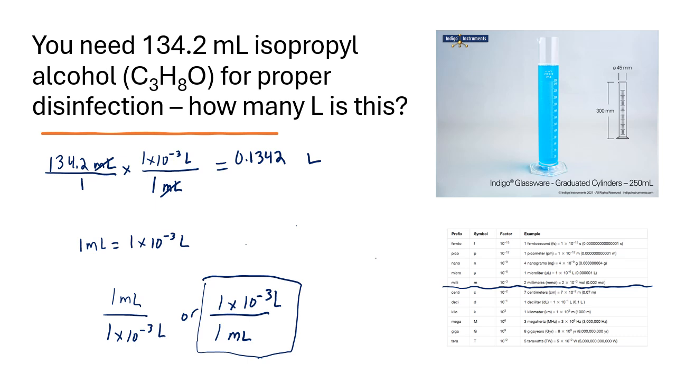You may be asking, is this the correct number of significant figures for this calculation? And the answer is yes. The relationship 1 times 10 to the minus 3 liters and 1 milliliter are exact relationships. We say there is exactly 1 times 10 to the minus 3 liters in exactly 1 milliliter. So they are essentially counts, and they have infinite significant figures. The only measurement that we have here is the 134.2 milliliters, which has 4 significant figures. So there should be 4 significant figures in your answer.